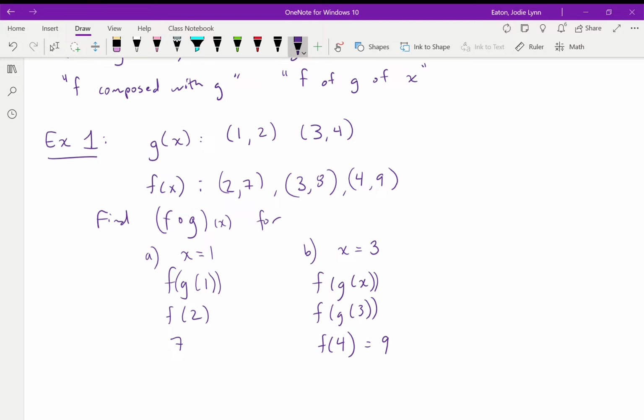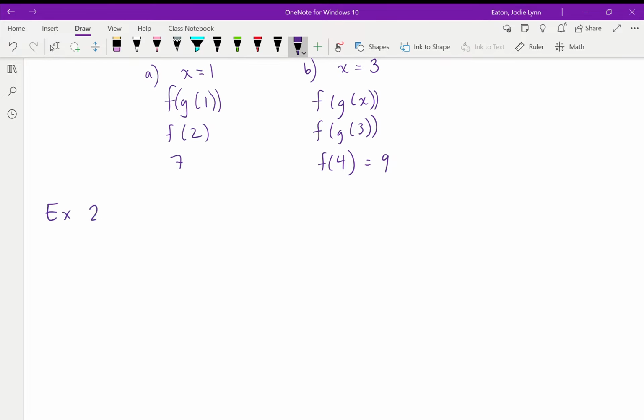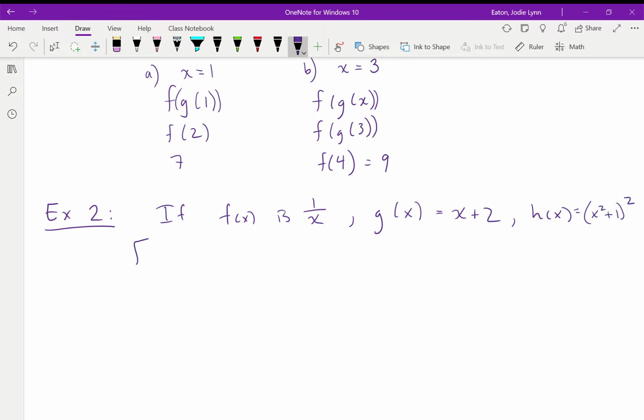All right, let's look at a function that's not discrete. If f of x is 1 over x, and g of x is x plus 2, and h of x is x squared plus 1 squared, let's find f composed with g composed with h.